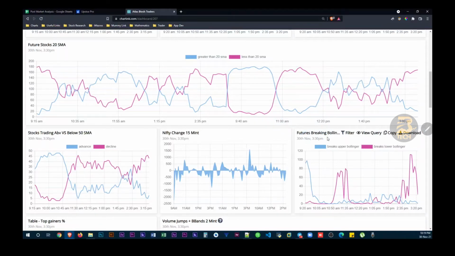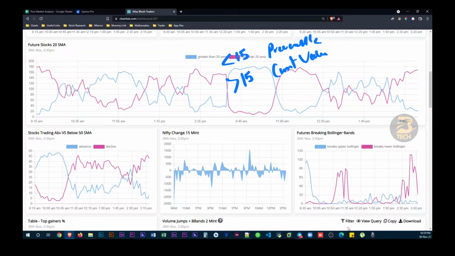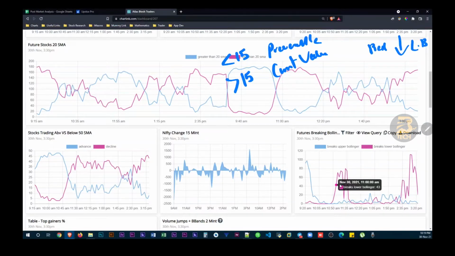It is very simple. The previous candle should have a value less than 15, and the current value should be greater than 15. Whenever this condition is satisfied, that means there is an entry. And how will you choose whether the entry is bullish or bearish? It is very simple. Whenever it is showing a red line, that means it's a down entry, or lower Bollinger breakout.